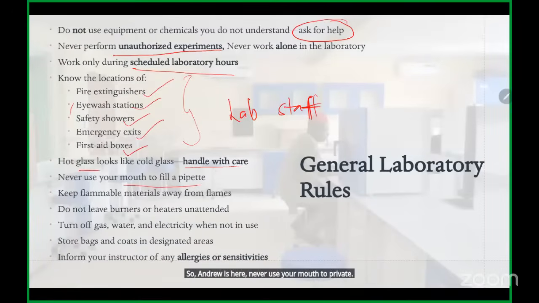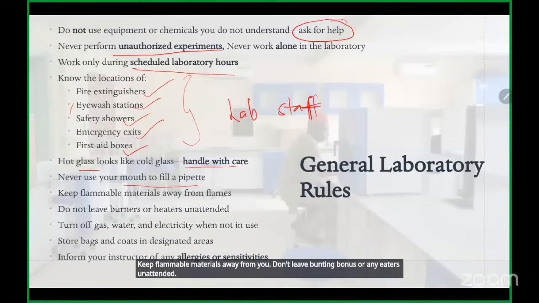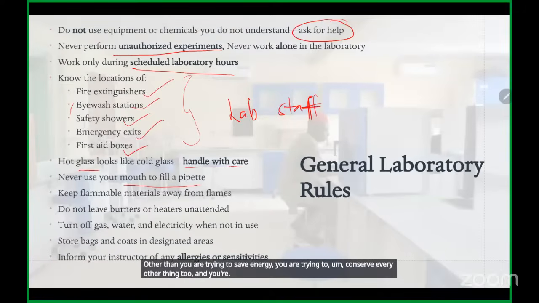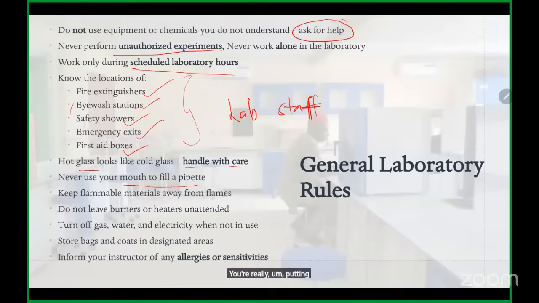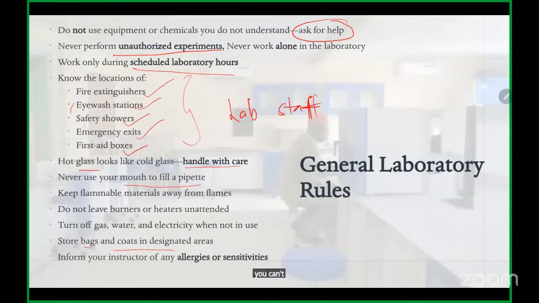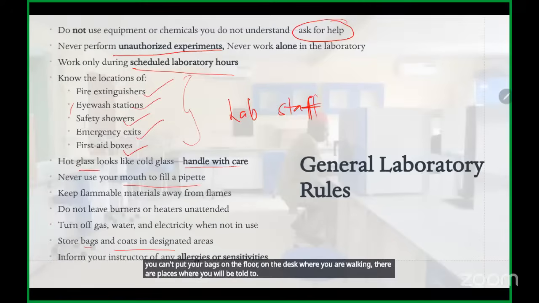Keep flammable materials away from you. Don't leave Bunsen burners or any heaters unattended. Once you're done, turn off gas, water, and electricity. Other than trying to save energy, you are trying to conserve every other thing too, and you are really putting safety first. Store bags and coats away in designated areas. You can't put your bags on the floor or on the desk where you are working. There are places where you will be told to put them.